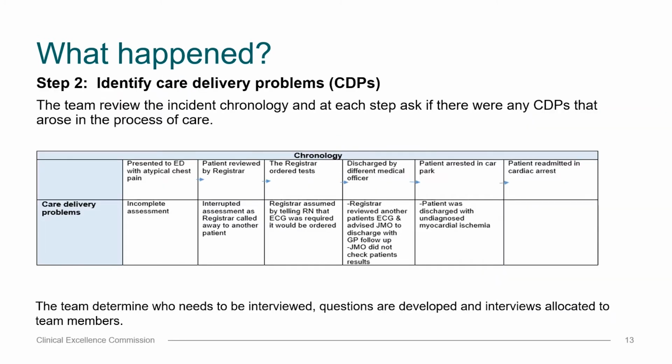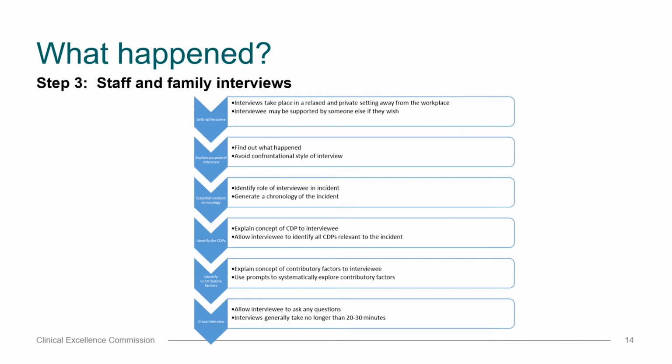The team then review the incident chronology and at each step determine if there were any care delivery problems arising in the process of care. The team establish who they need to interview to find out more about the care delivery problems. Questions are developed and interviews are allocated to individual team members. The team undertake interviews with patients, carers and families as well as staff.